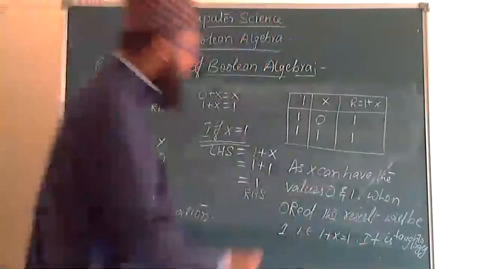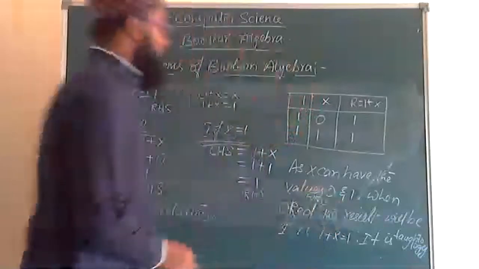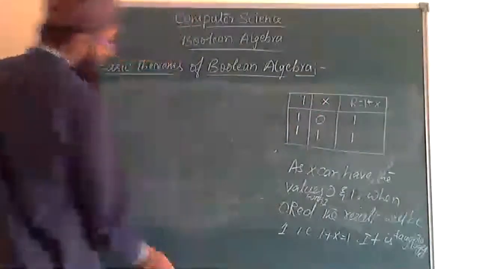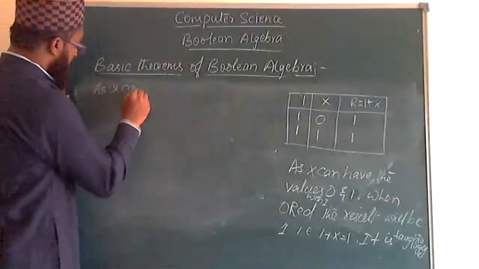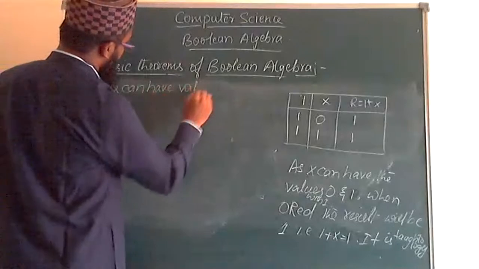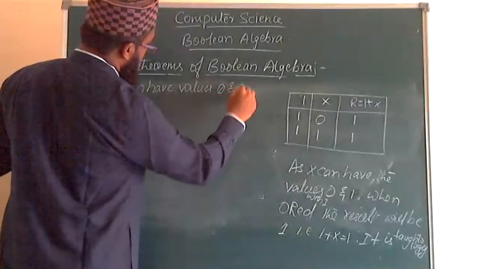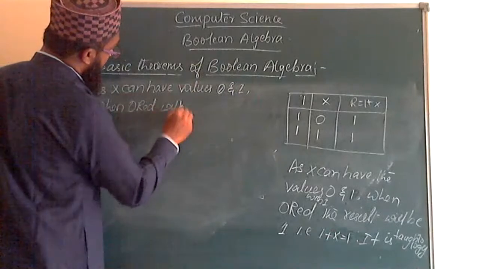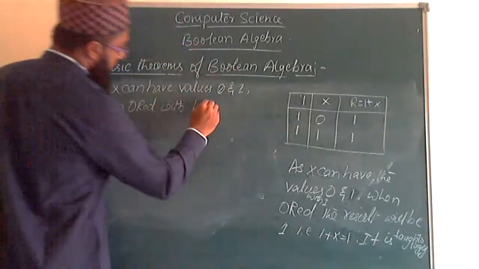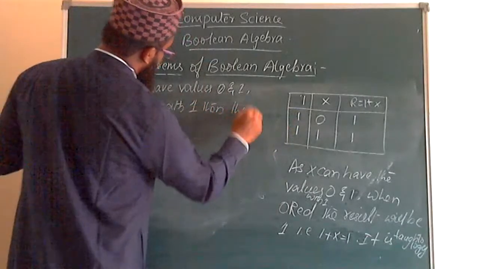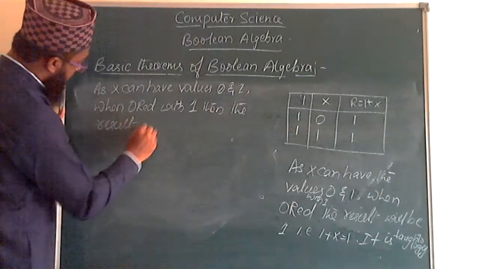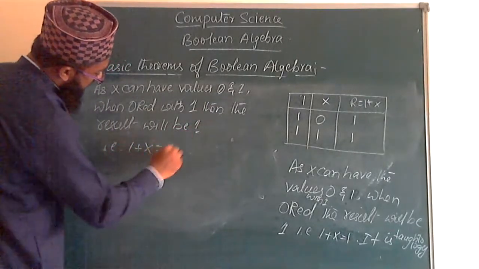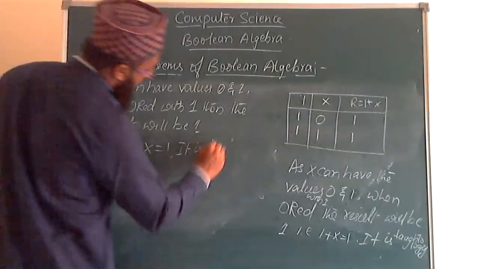In other words, I'll write it here clearly for your understanding. As x can have values 0 and 1, and when these values are ORed with 1, then the result will be 1. That is, 1 plus x is equal to 1, therefore it is a tautology.